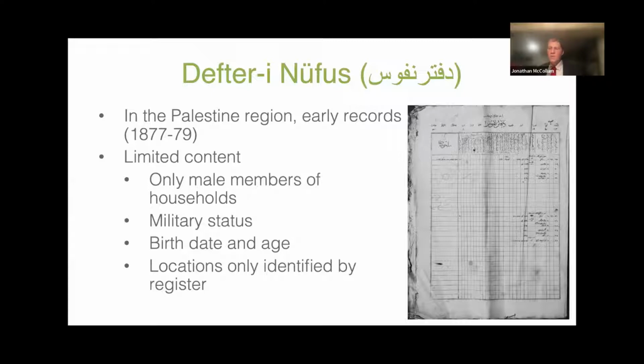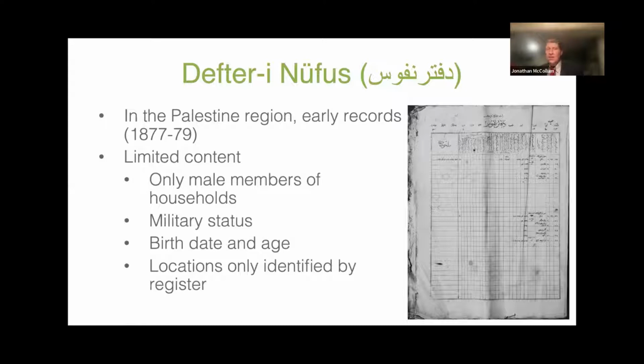So we have multiple different record types in this Nüfus register system. The first one that we see evident that the Ottoman Empire was utilizing in the area of Palestine and basically throughout the empire was the Defteri Nüfus. We see in Palestine that this is in use by about the late 1870s. This record pictured here did not have extensive content.